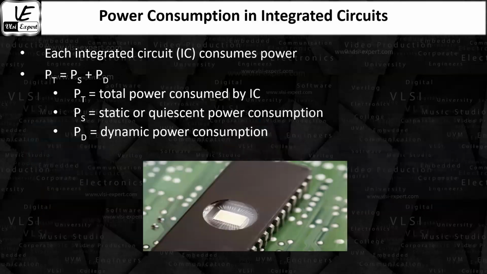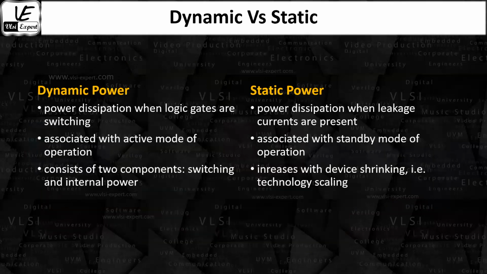Now, how do we define the power consumption in integrated circuits? Each IC consumes some power for its operation. It is divided into static power and dynamic power. The sum of these two gives the total power consumed by the IC. Now, how do we compare the two, dynamic power versus static power?